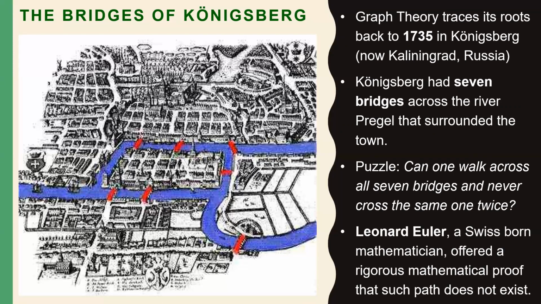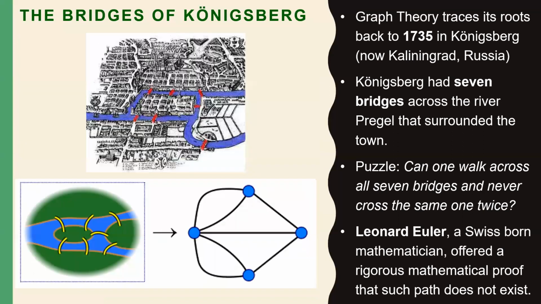And Euler provided a very novel approach to solving this problem. Novel at that time because he actually offered a mathematical proof that such a path does not exist. And how did he do that? He used an abstraction. He transformed the map of Kaliningrad, the seven bridges on the Pregel River, and converted it into this landmass diagram over here. Let me use my pointer here, to this graph.